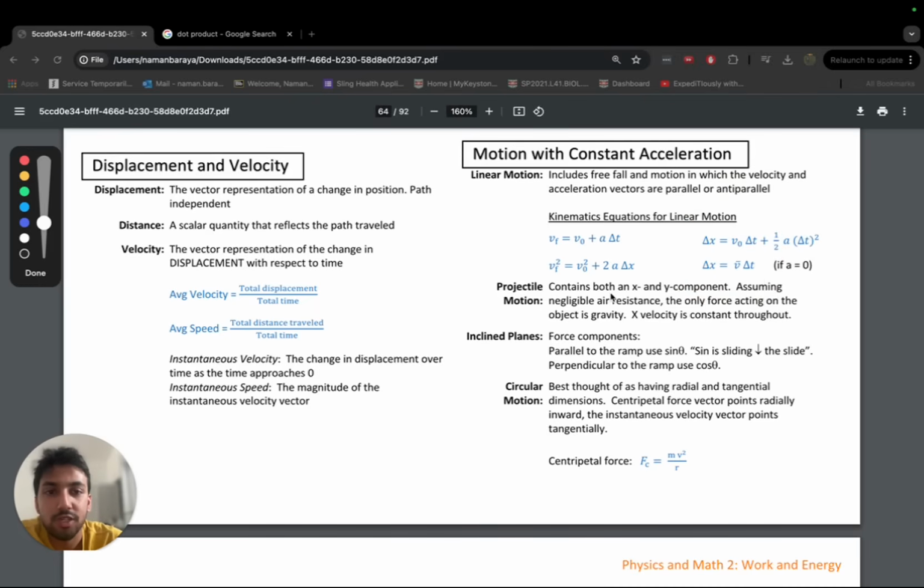Okay, projectile motion is something that contains x and y components. So if I throw a football in the air, that has projectile motion. And if you assume that there's no air resistance, which is the resistance that air puts on something moving through it, then the only force acting on the football going in the air is the gravitational force that's pulling it down.